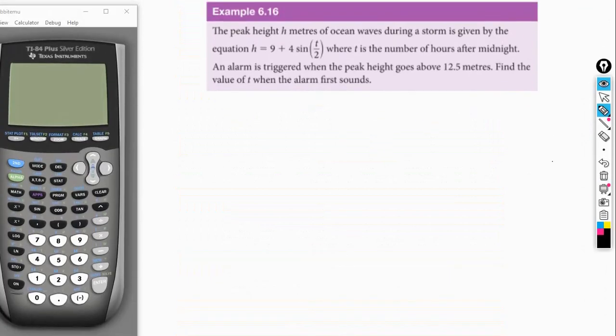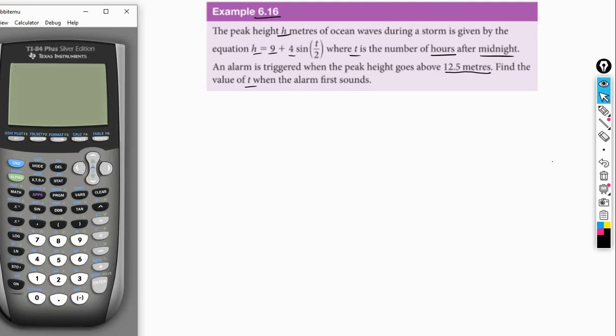So we continue with example 6.16, and it says the peak height h meters of ocean waves during a storm is given by the equation h equals 9 plus 4 times sine of t halves, where t is the number of hours after midnight. An alarm is triggered when the peak height goes above 12.5 meters. Find the value of t when the alarm first sounds.